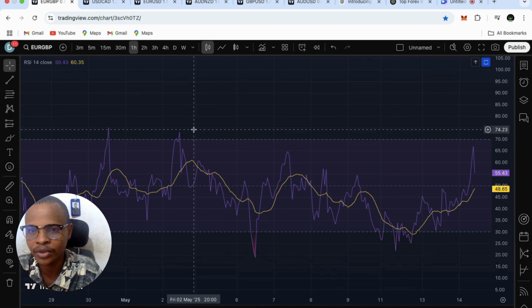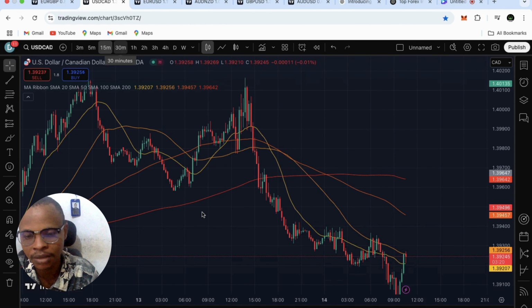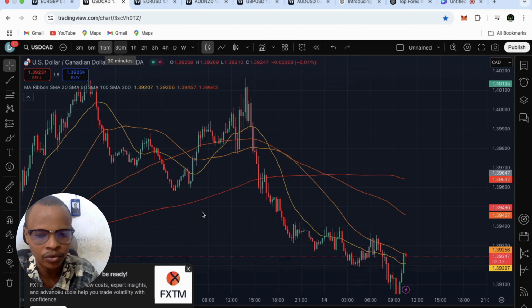Now, after that, we also have the second one, which is the MA, or the ribbon moving average. Now, what is a moving average? A moving average is an indicator which we always use to indicate our entry, our exit, to help us place our stop loss, and also to know the direction which the market is tending to.